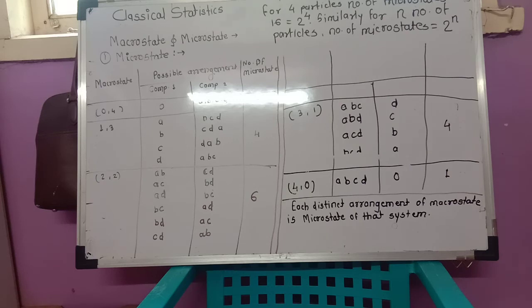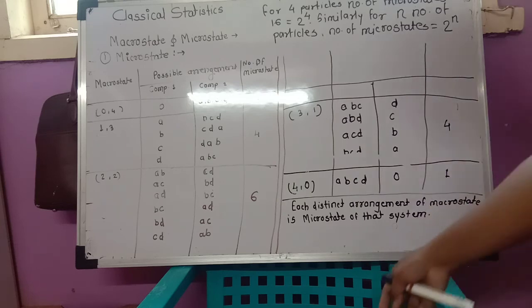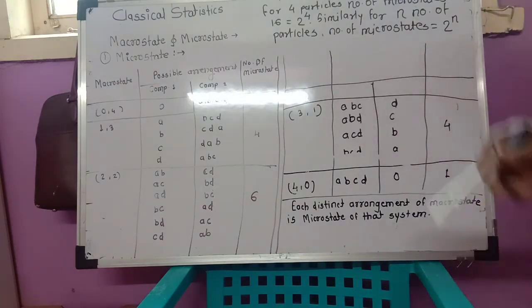So after the macrostate, we now see the microstate. Since the 4 particles are distinguishable, we can arrange these 4 particles in a number of different possible arrangements, and these different possible arrangements are shown in the following table. See this table.